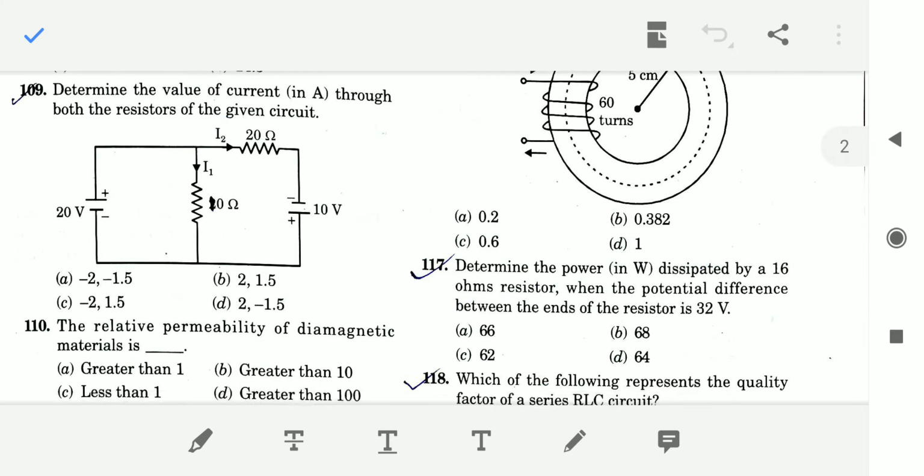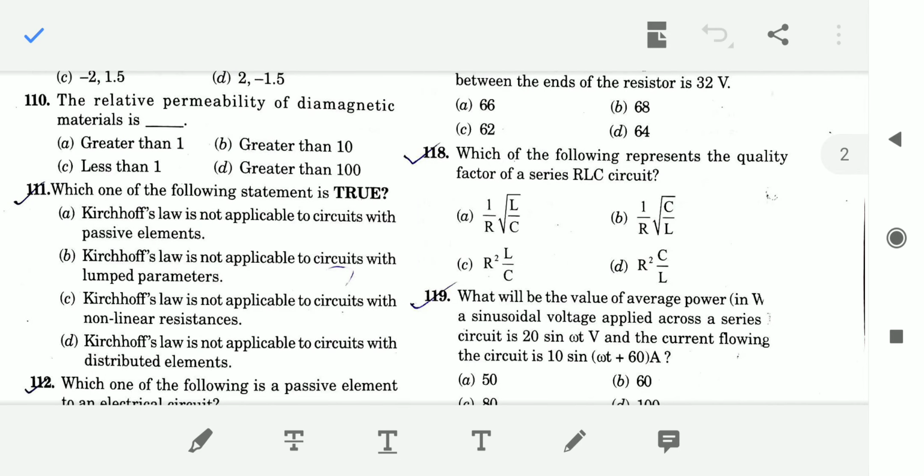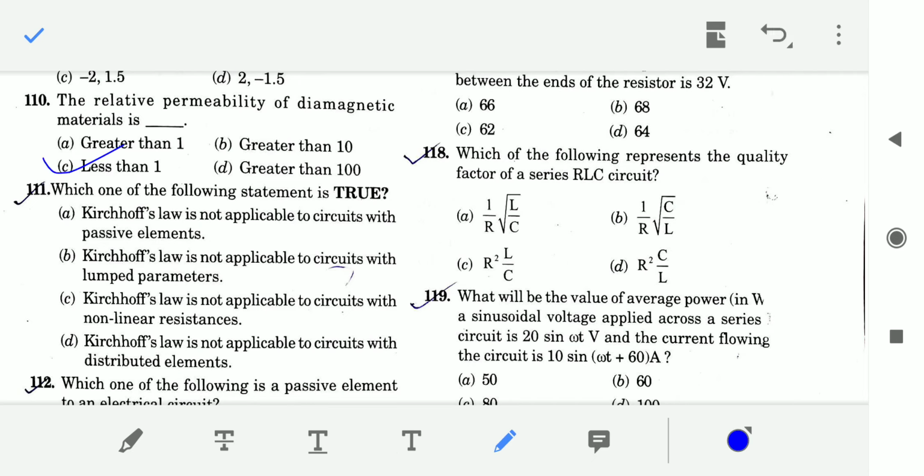Okay? Answer will be option B. Both are positive values. And the relative permeability of a diamagnetic material is always less than 1, sir. Remember this value, permeability is less than 1.